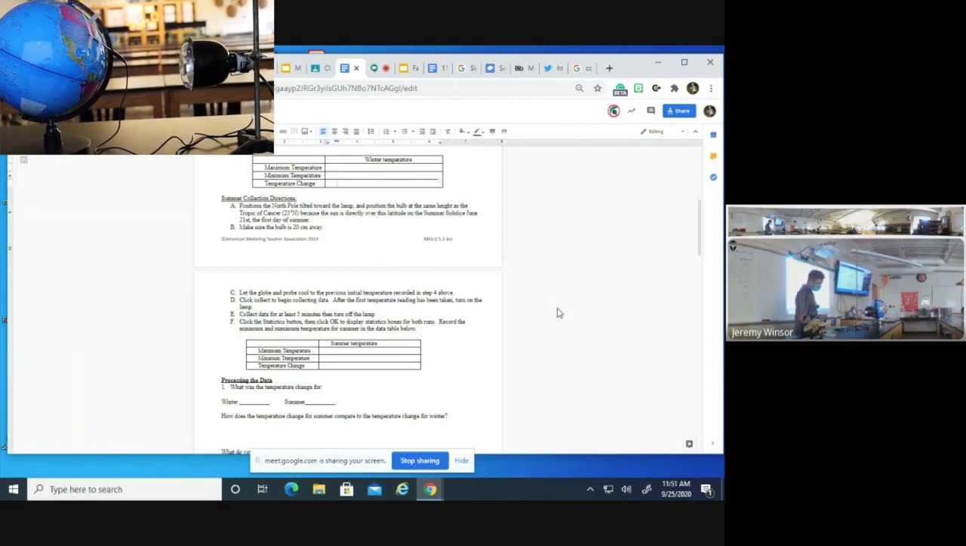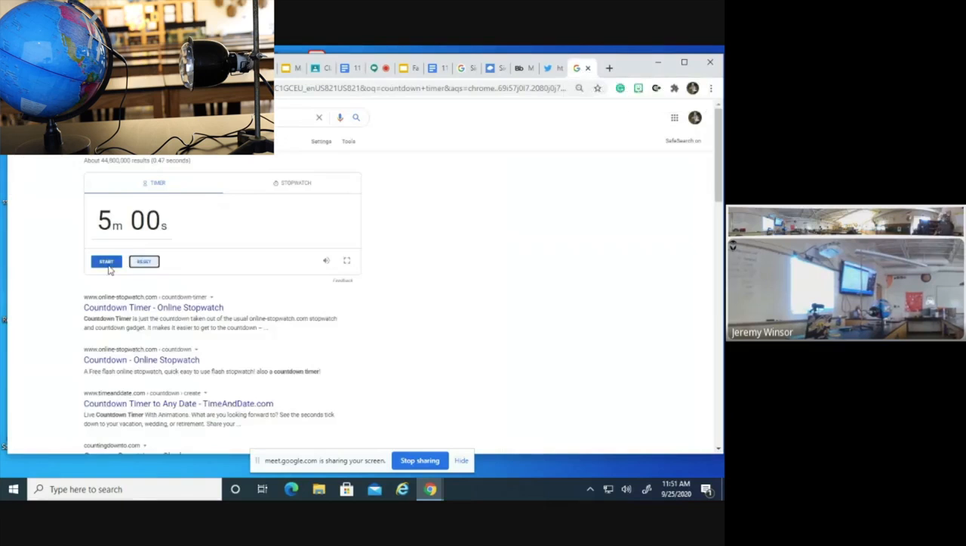We're at 28.2, so that might be where we stay, because I'm thinking the globe's probably going to stay a little bit warmer. So let's start our timer again. I'll start it as soon as I turn the light on. Our starting temperature is going to be 28 degrees Celsius. That's where we're going to start, so write that in the minimum temperature.